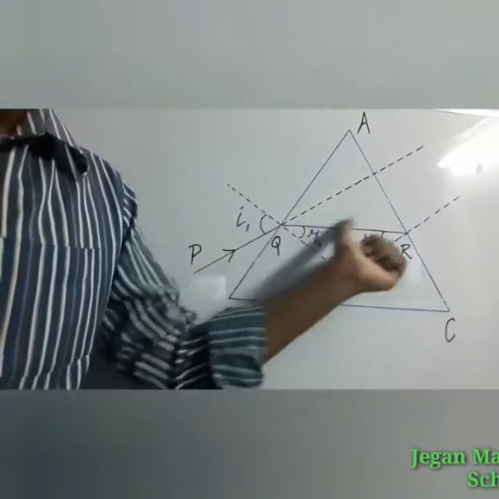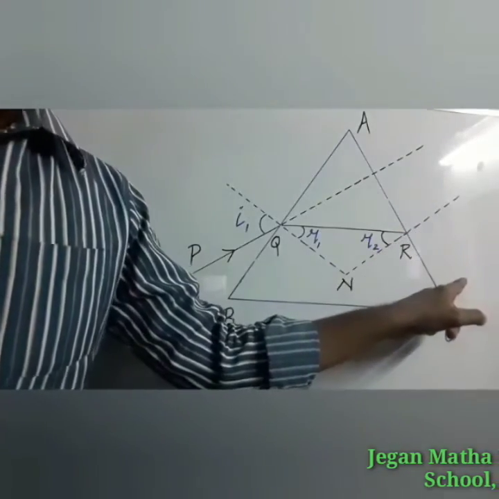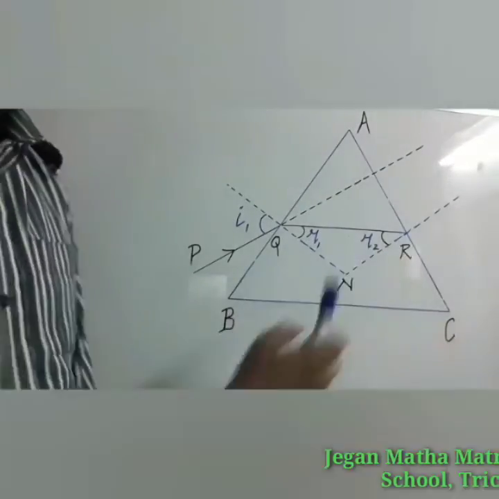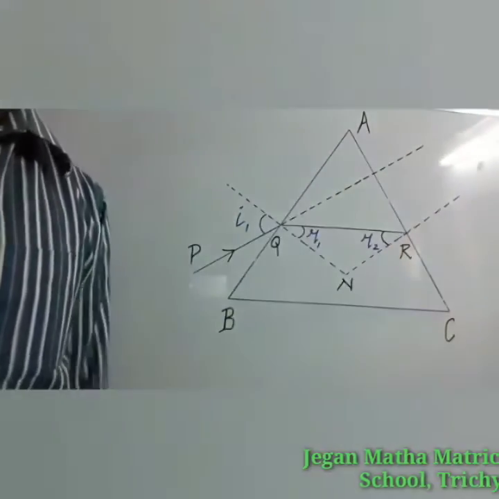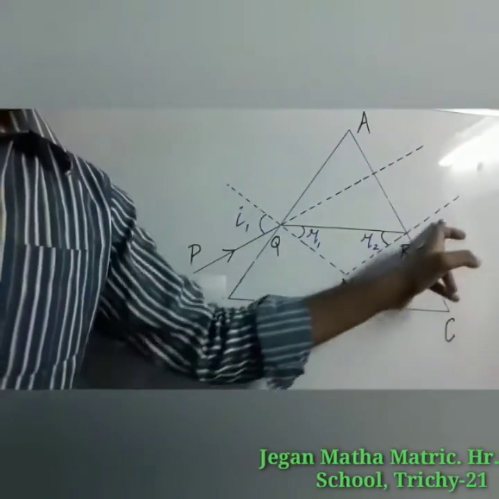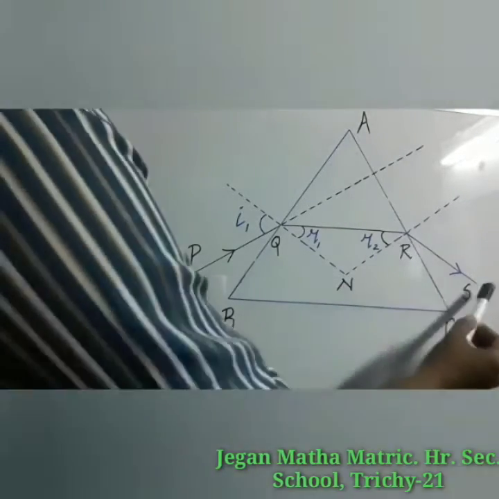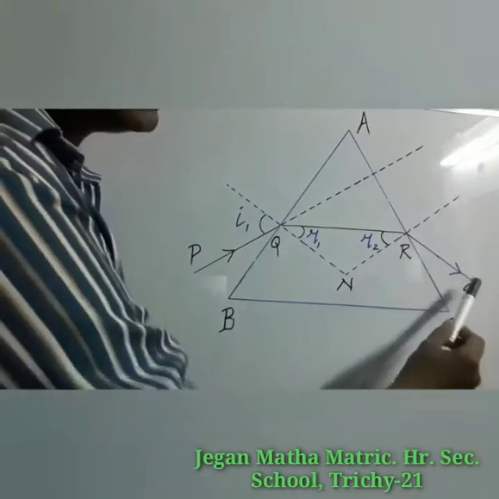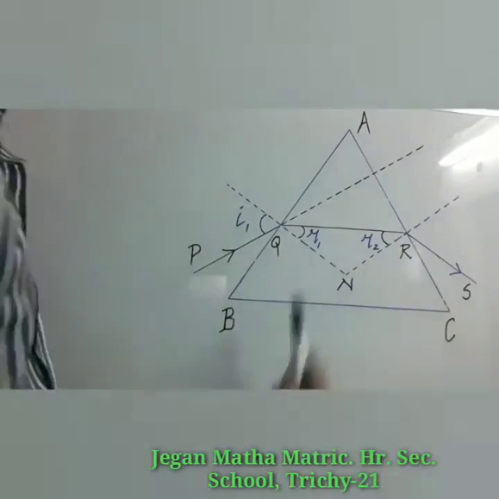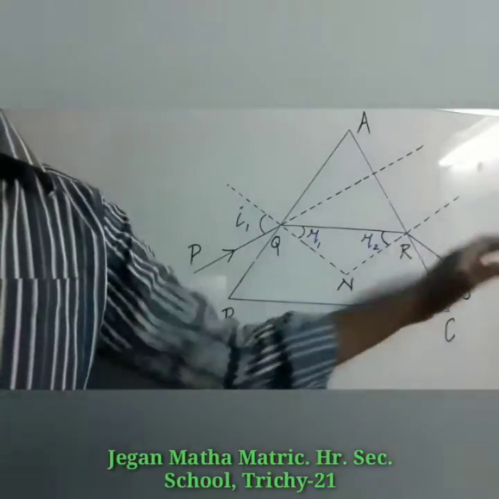Here this light ray travels in the denser medium. That means it is inside the prism. At the point R, it will come out of the prism. It is going to travel in the air medium. So it is going to travel from the denser medium to the rarer medium. Then what will happen to the refracted ray? It will move away from the normal. Here I have drawn another light ray RS, which is deviated away from the normal. This light ray RS is known as the emergent ray because it emerged out of the prism.